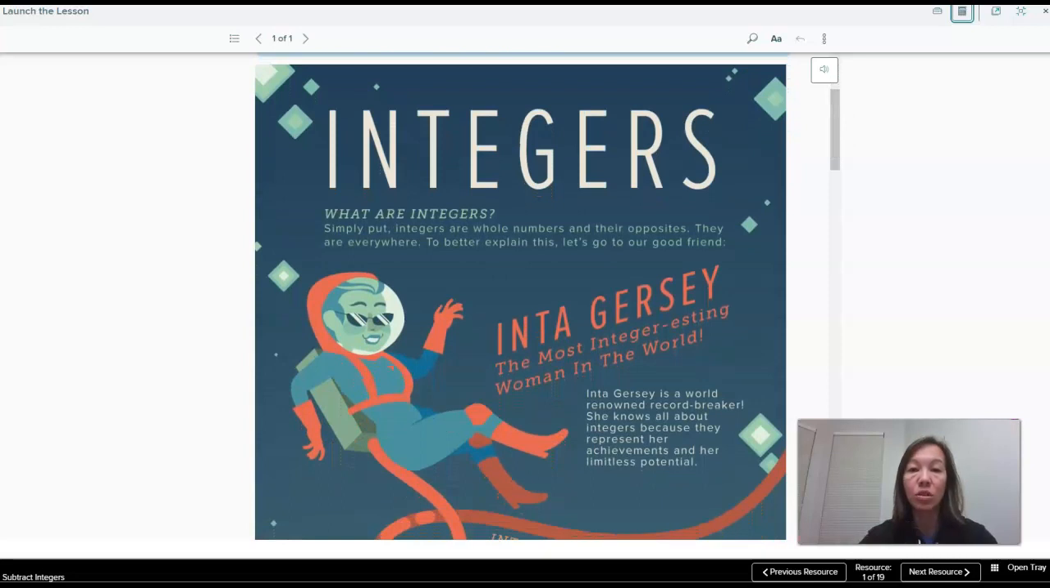What is an integer? We've been talking about adding and subtracting integers, so you need to know what an integer is. Basically, an integer is just a whole number and its opposite.